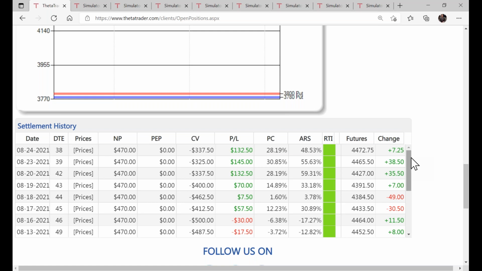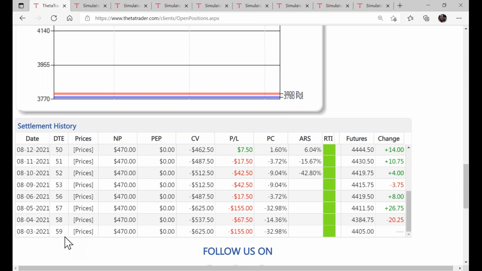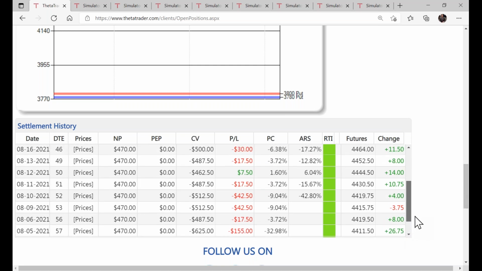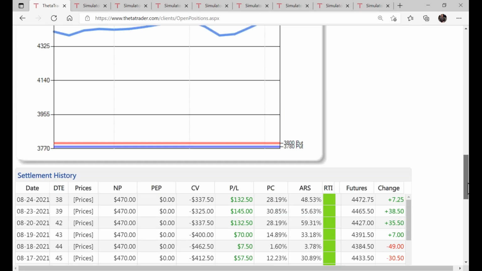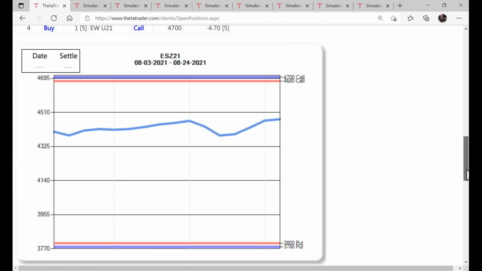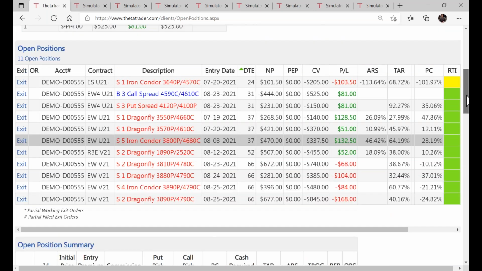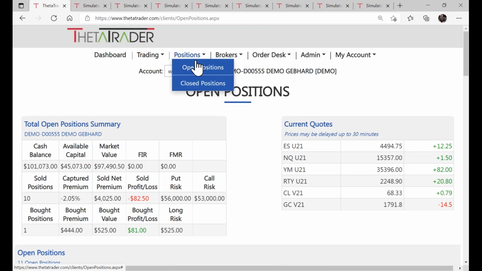So this was placed on August 3rd. All these trades are just from demos, just like I'm doing now, with really no thought at all behind any of it. And it's getting probably quite close to closing that out for a gain, unless something crazy happens. But that's what it looked like here in history. And you can go back in time and look at closed positions.